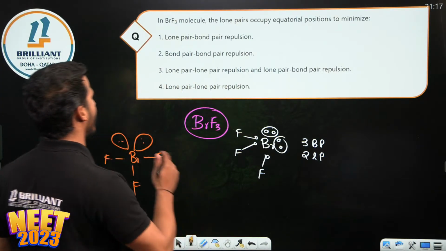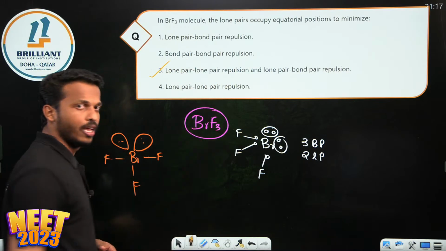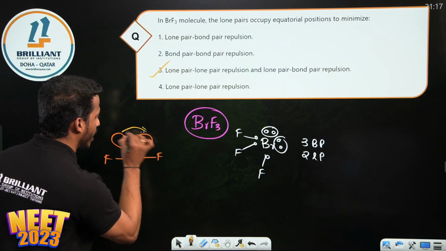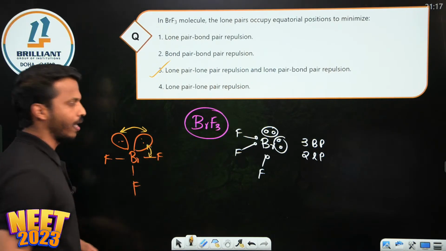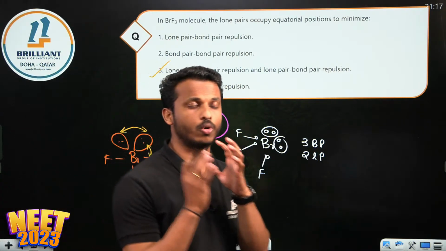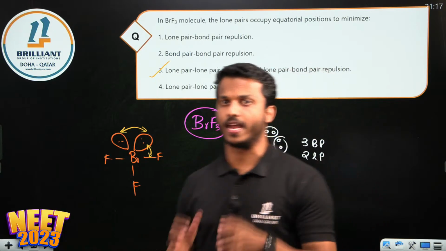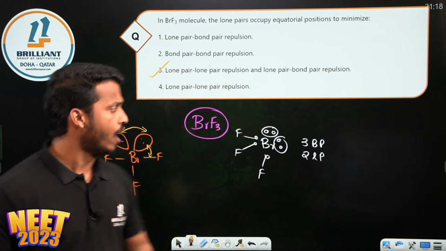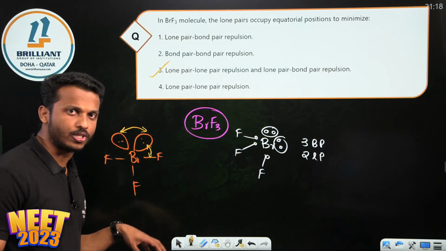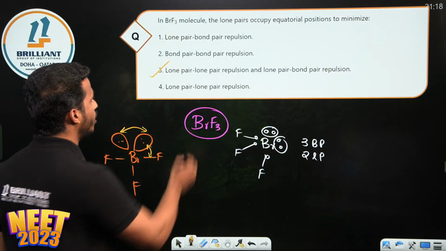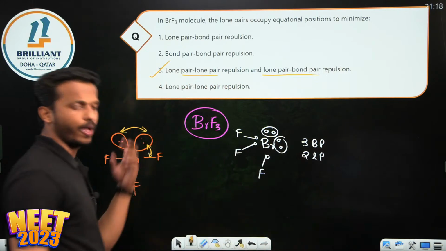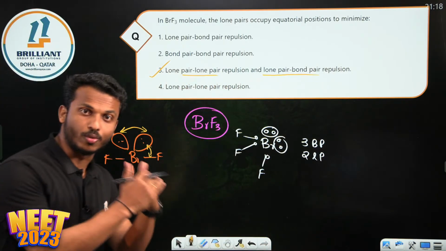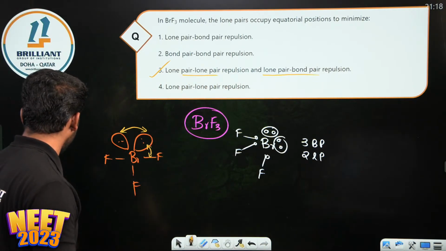Of course, the correct answer is option 3. In order to minimize, you can see there is lone pair lone pair repulsion and lone pair bond pair repulsion also. These two repulsions are too high. So in BrF3, why are they located in such a way? In order to minimize both lone pair bond pair and lone pair lone pair repulsion. Both of them are minimized. Okay, answer is option 3.